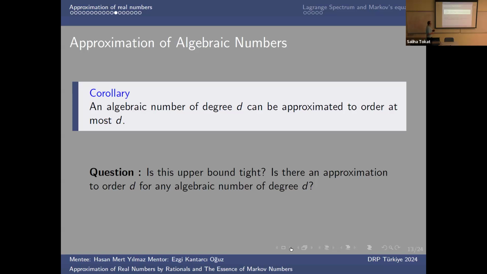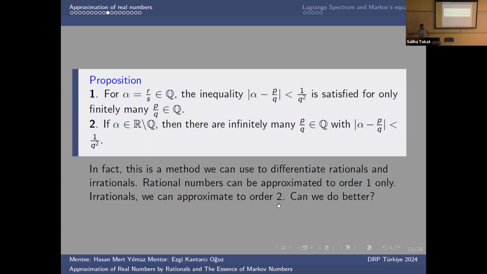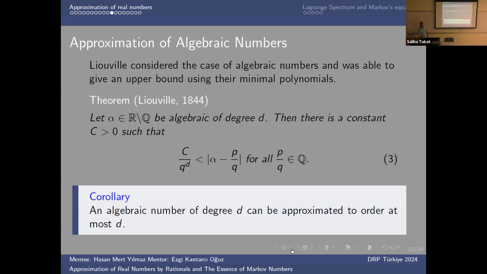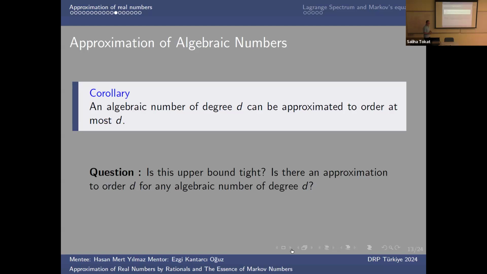Yes, every irrational number can be approximated to at least order 2. We know this from proposition 2. And now we know every algebraic number of degree d can be approximated to order at most d. But is this upper bound tight? Can we lower this upper bound?